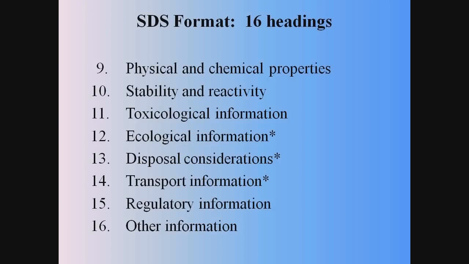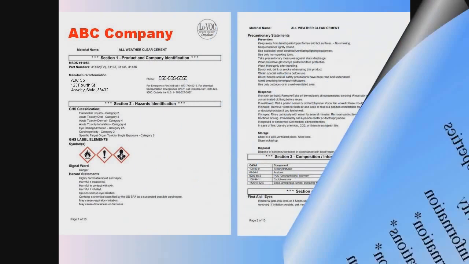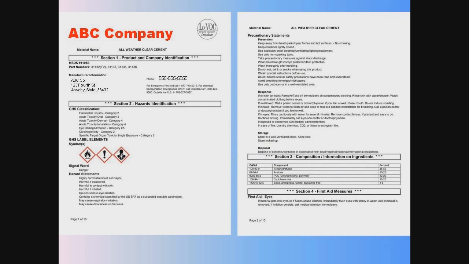The next 3 sections, ecological information, disposal considerations, and transport information, are not required by OSHA, but may be included in the safety data sheet. And the last 2 sections will be regulatory information and then any other information deemed pertinent by the manufacturer or an outside regulatory agency. Here are the first 2 pages of a sample safety data sheet.